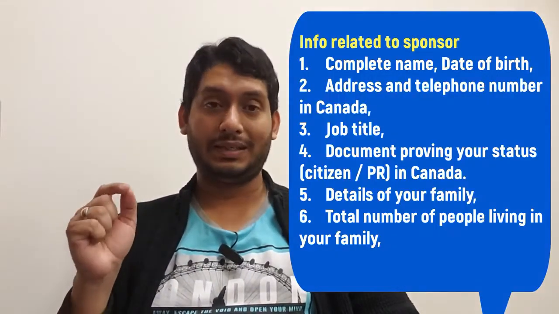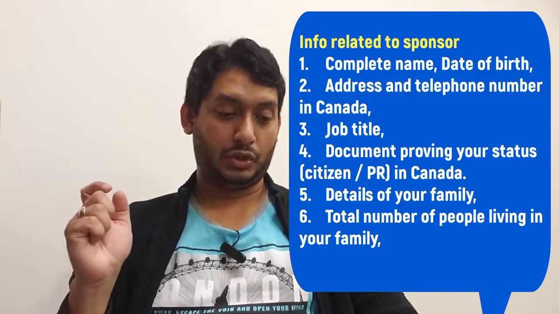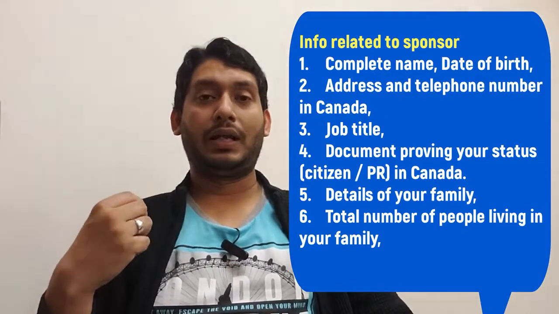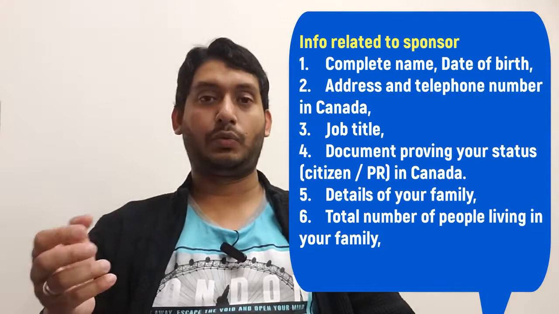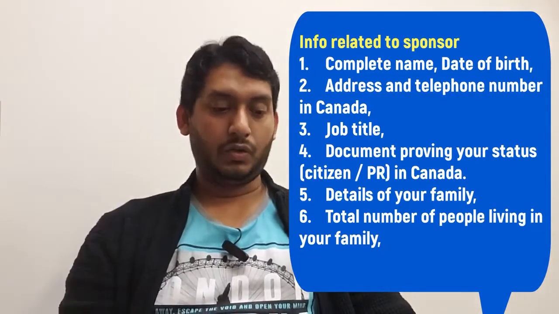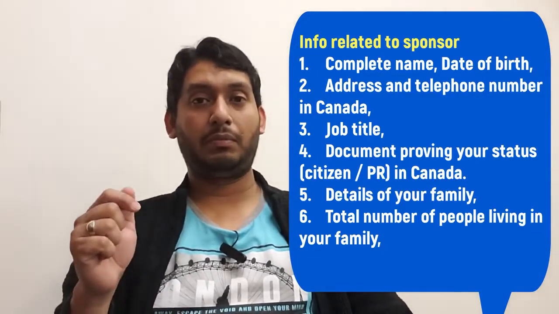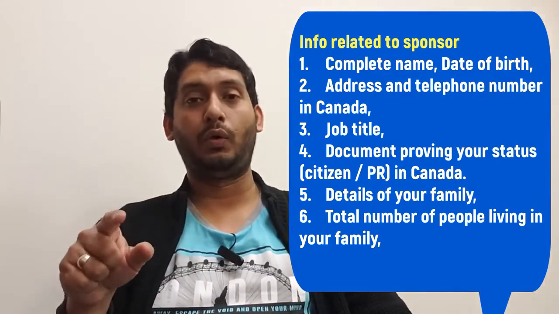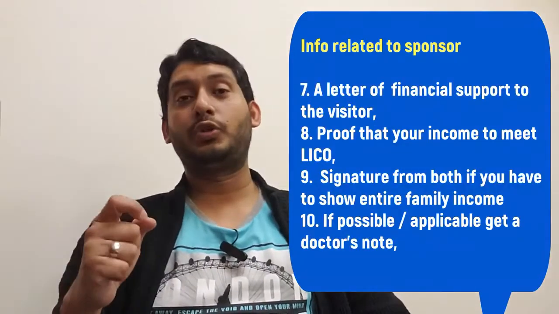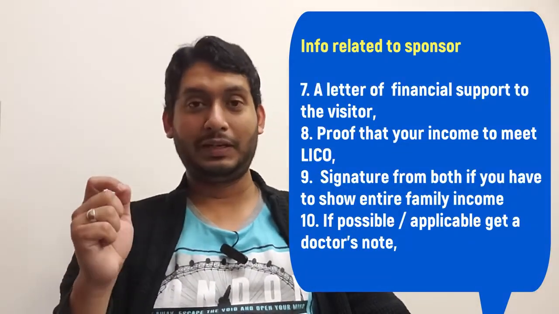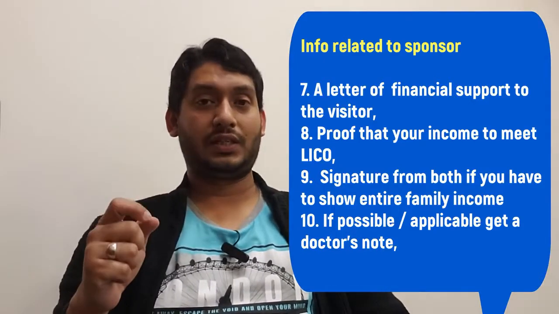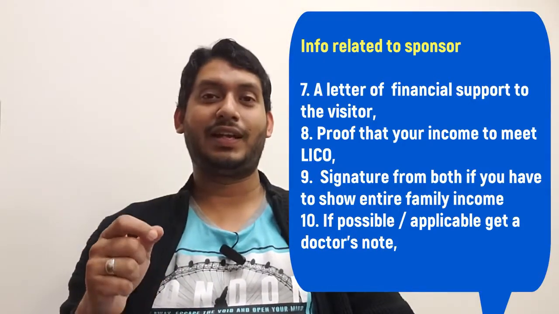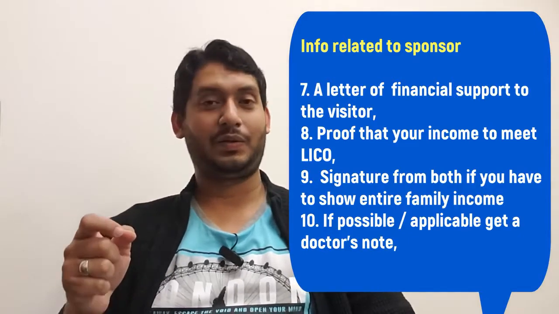So now, what is the information of the sponsor that should be in the invitation letter? Sponsor's complete name, date of birth, address and phone number, job title, then whether you are a Canadian citizen or a permanent resident, so whatever you are, mention your IDs. Then also you should mention all the family members you have, like how many members you are, because that is related to your low income cutoff. Okay. And also you should give the proof of your financial statement. You should give your consent properly and absolutely that you are going to take care of your parents or grandparents.